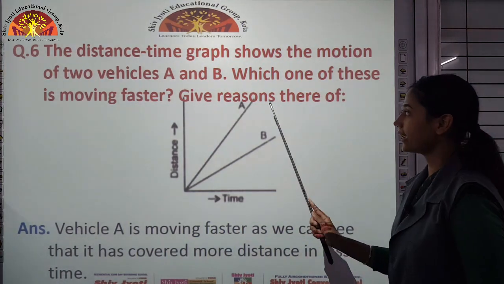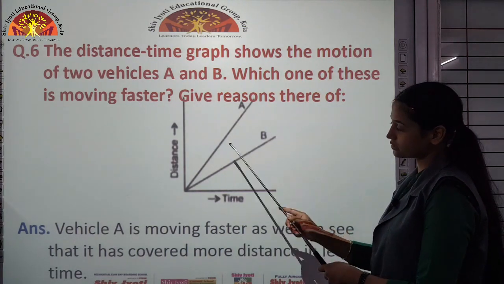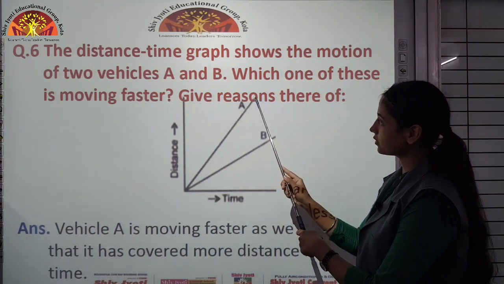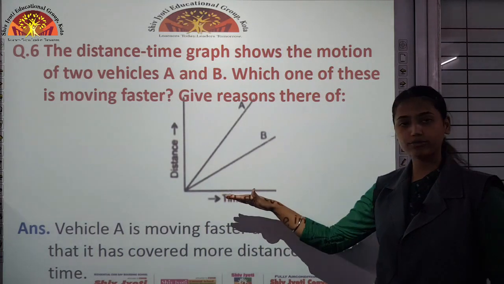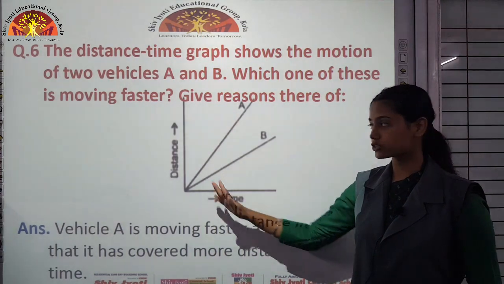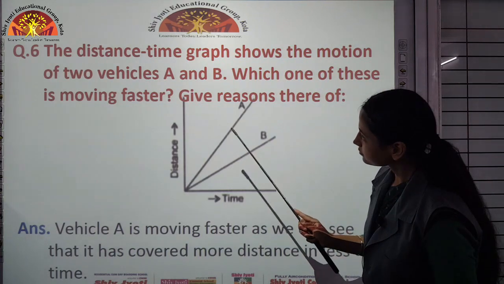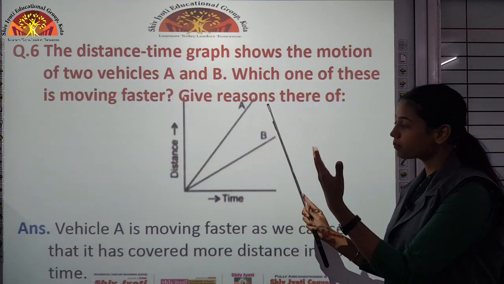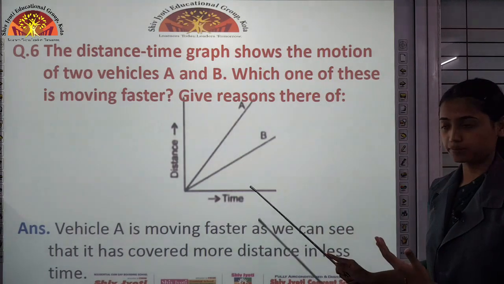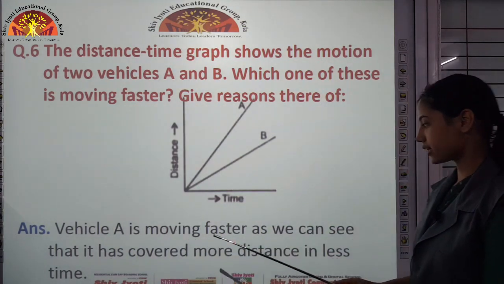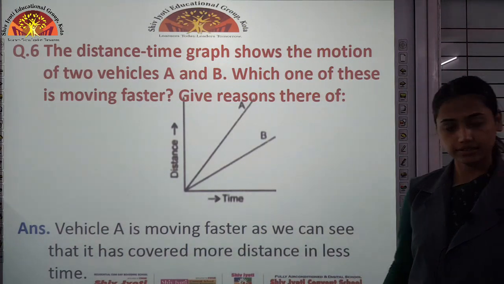You will check the end point of these two vehicles, these two lines. You can see the end point of A is here and B is here. Time will never stop, so basically you have to check the distance travelled by these vehicles. Point A is coming on top, which means it is covering more distance in less time. So vehicle A is moving faster, as we can see that it has covered more distance in less time.